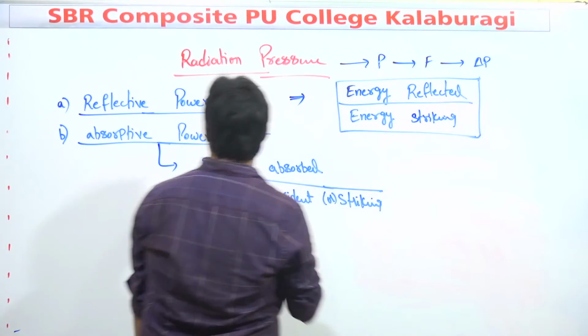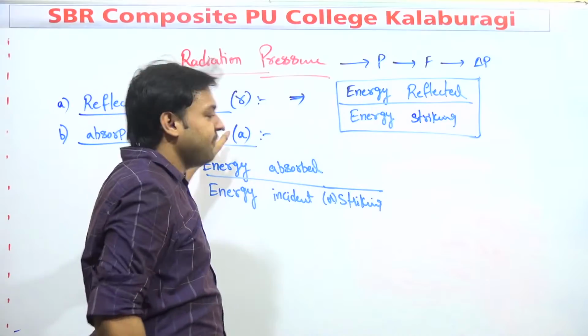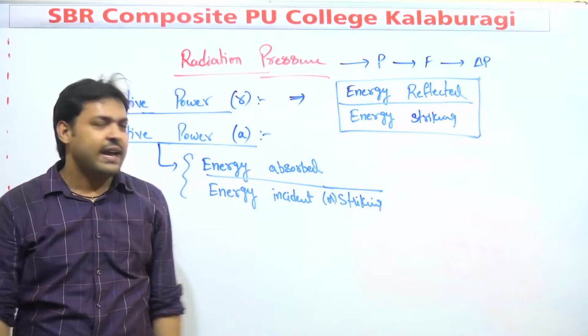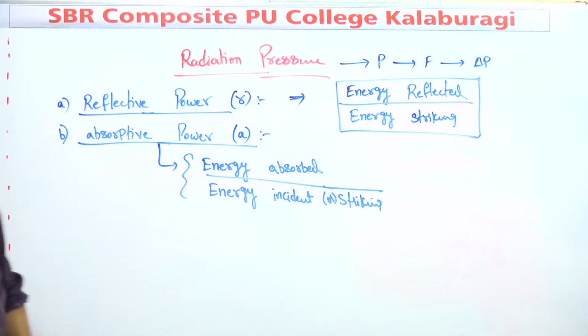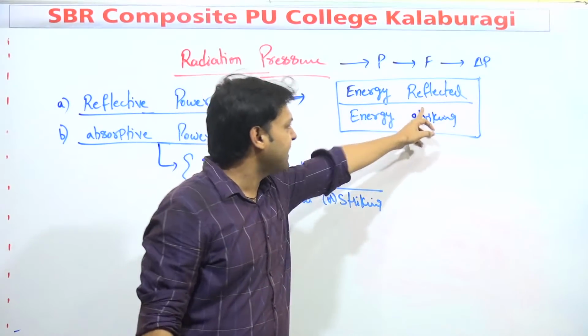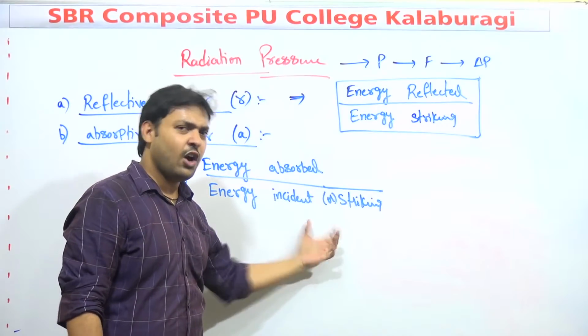Okay, clear about the point? So, absorptive power, what do you mean by absorptive power? It is nothing but energy absorbed per energy incident or striking. So, reflective power, in the sense, is energy reflected upon energy striking. Is it okay? So, reflective power: energy reflected, energy striking. Absorptive power: energy absorbed, energy striking or incident.